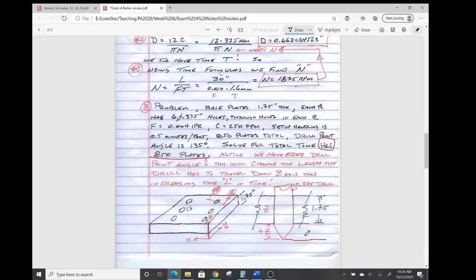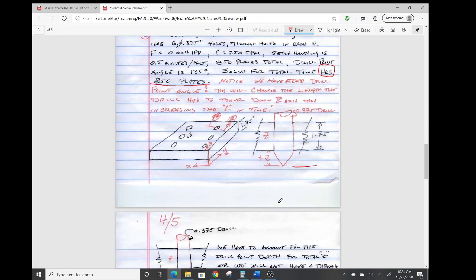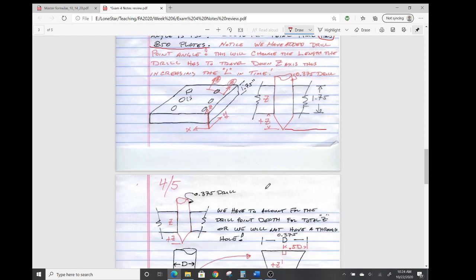All right. So we've got to do that. That'll increase the length, right? Because the length is not 1.75. It'll be 1.75 plus whatever this is here. And in the real world, you'd add some more to it. But for the sake of this, we're just going to go down to here.